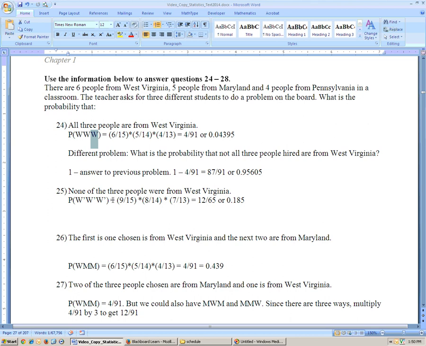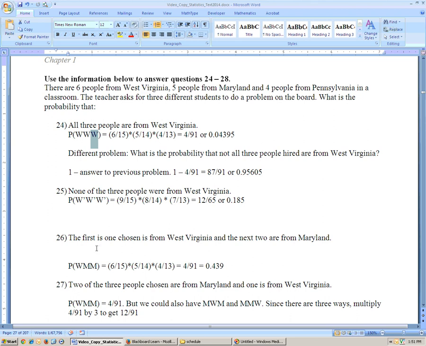So to do this one, we have to get the probability that the first one's not from West Virginia, which is 9 out of 15. Because there are 6 people from West Virginia and 15 people total, there are 9 people that are not from West Virginia. Then once that one's chosen, you have 8 people left that are not from West Virginia, out of the 14 people that remain, and then times the 7 that are not from West Virginia out of 13. If you simplify these fractions, you get 12 out of 65, or if you do it on a calculator, you get 0.185. Remember, if you do these on a calculator, remember to put parentheses around the fractions.